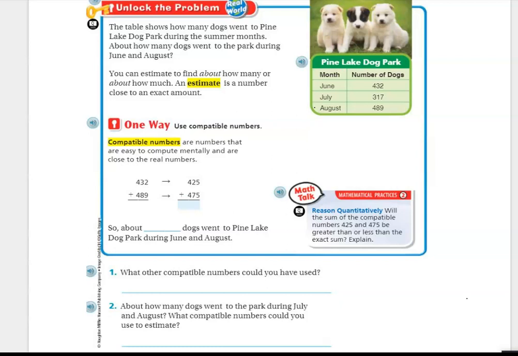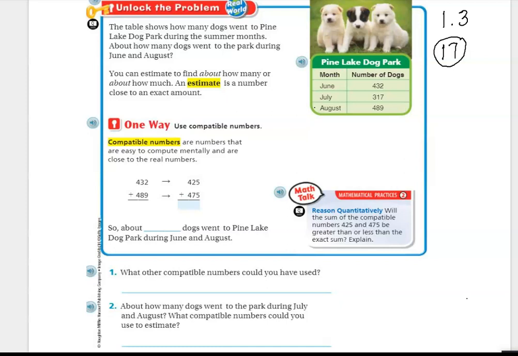Hi everyone. Today we're going to be working with lesson 1.3. We are in our chapter 1 Go Math book and we're on page 17. So you can follow along the lesson with me. So let's take a look at the table to the right. I see that we have Pine Lake Dog Park as the title. So let's unlock our problem and figure out what we're trying to find here.